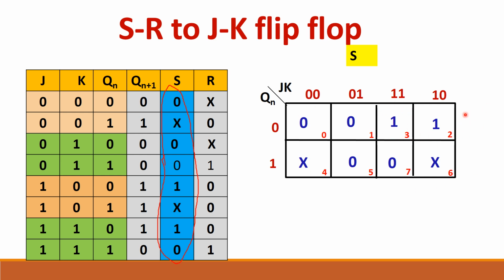These two ones can be clubbed together. So what is the variable for this? S is equal to, what is the common term here? J, and here the term is Qn bar. So J into Qn bar. So we got the relation between S and J.